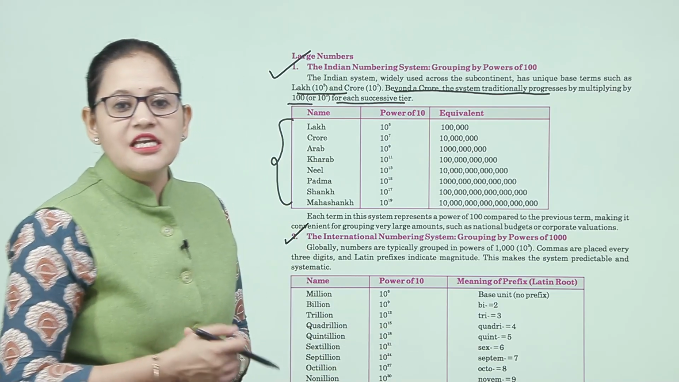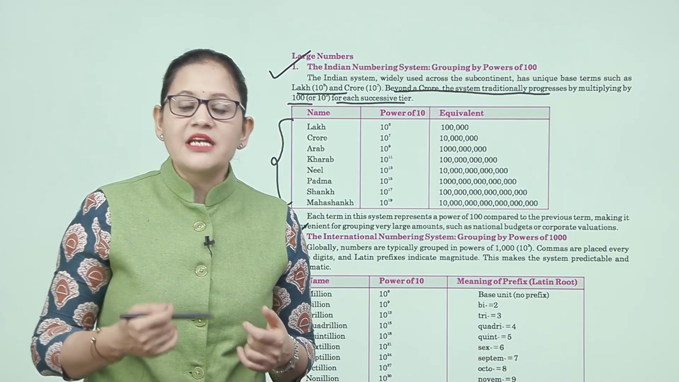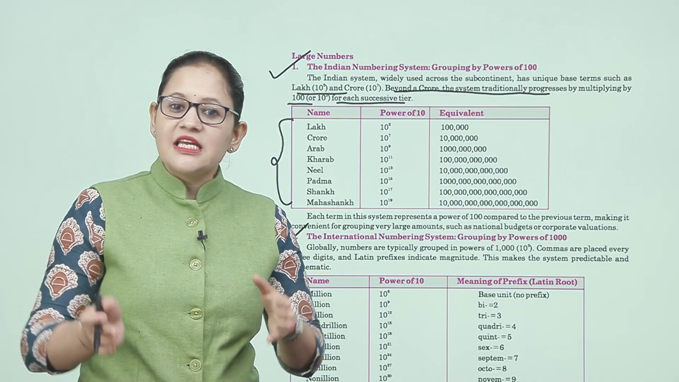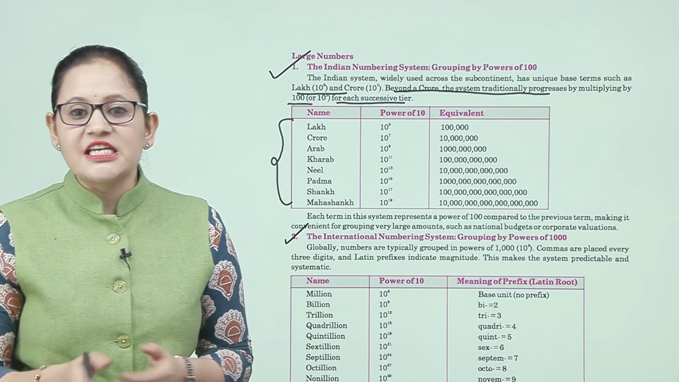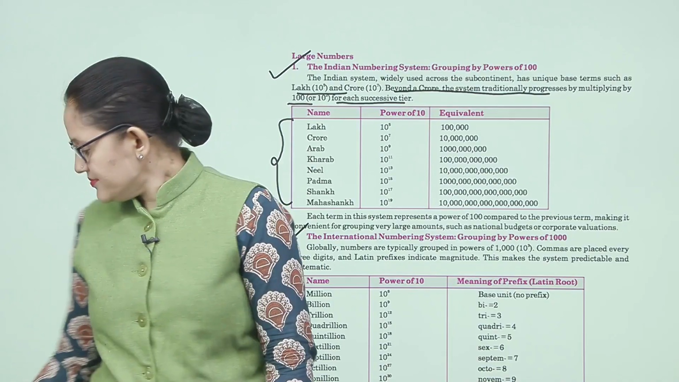The international numbering system, grouping by power of 1000. Globally, numbers are typically grouped in powers of 1000. Commas are placed after every 3 digits. The Latin prefixes indicate the magnitude, making the system predictable and systematic.